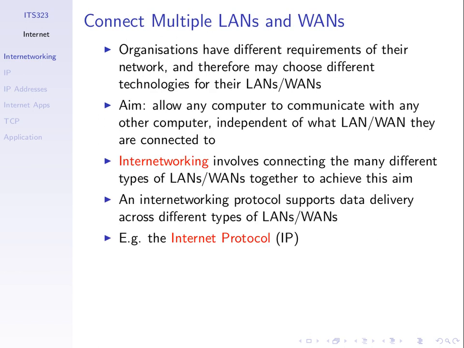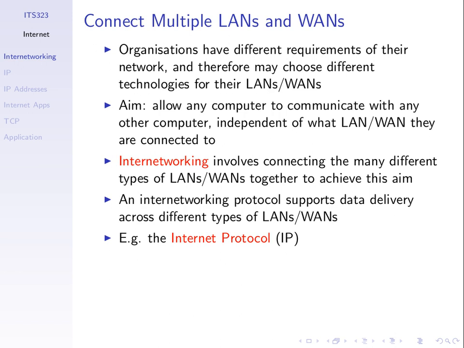So because there are different technologies used inside the networks, inside the LANs and wide area networks, we want to allow any computer to communicate with any other computer. Doesn't matter what technology they're using internally, we want to be able to communicate with anyone else. And we do that using internetworking, connecting those different networks together to allow us to achieve this aim.